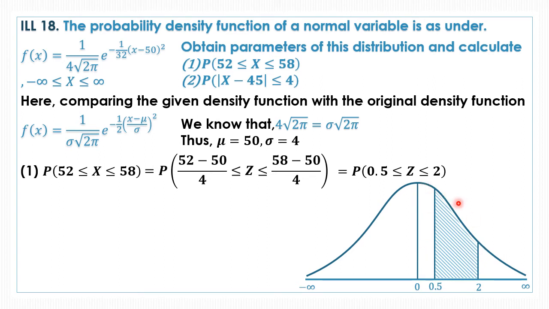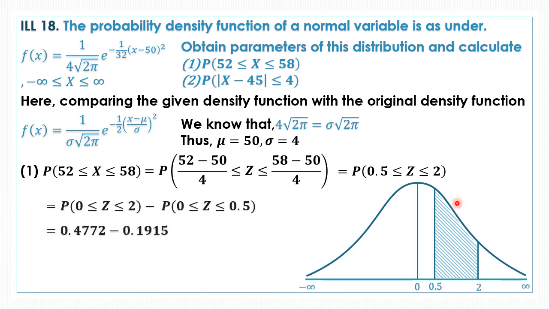How are we going to do that? Now from the previous tutorials, if you remember, we take 0 to 2 and then subtract 0 to 0.5. Now from the previous tutorials, I have the table value of 2 as 0.4772 and 0.5 as 0.1915. So I'm not showing the table here because we already have those table values. The difference is 0.2857. So my dear students, the probability that 52 less than x less than 58 is 0.2857.